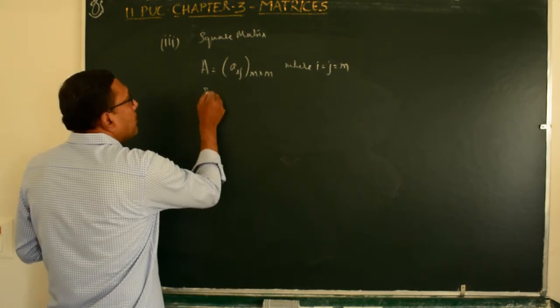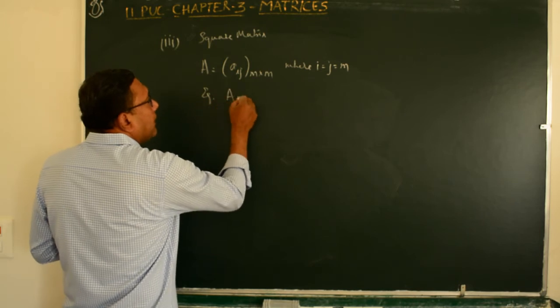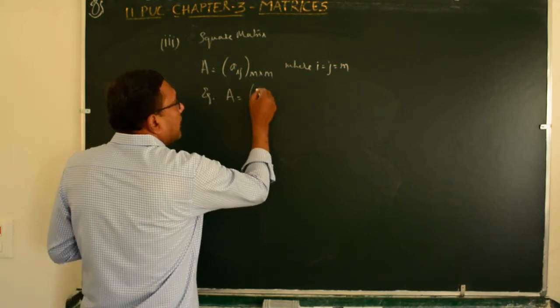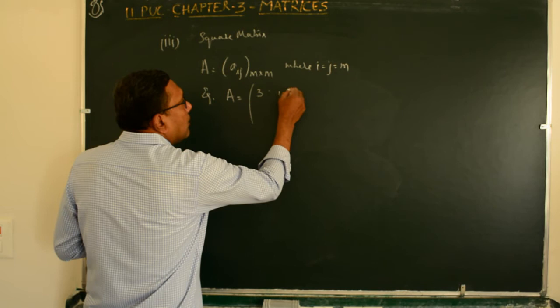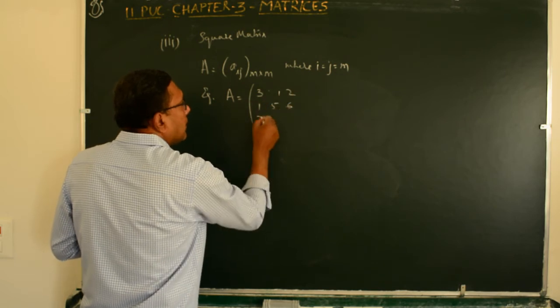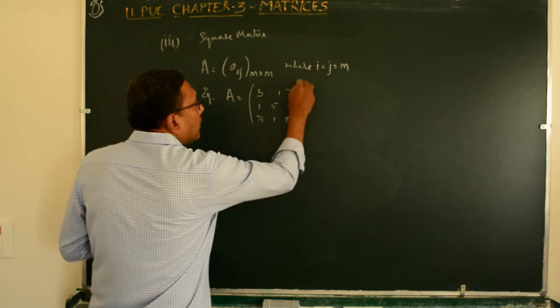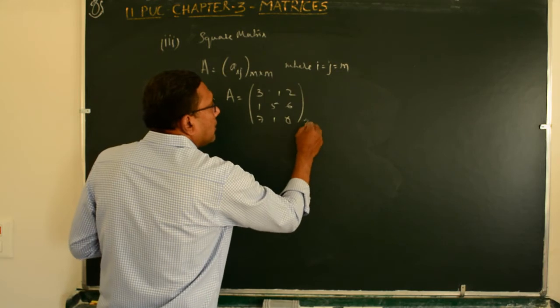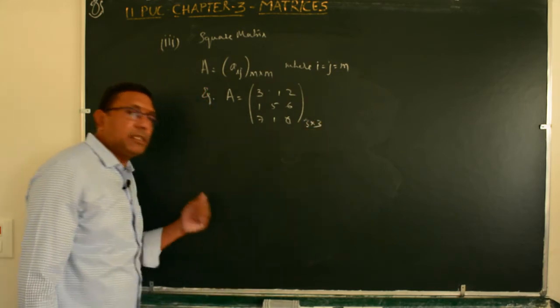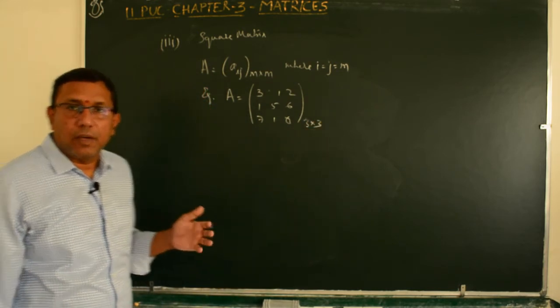Say for example, if you are writing a matrix of 3 by 3, then 1, 2, 1, 5, 6, 7, 1, 0. This is of order 3 by 3. Such a matrix is called a square matrix.